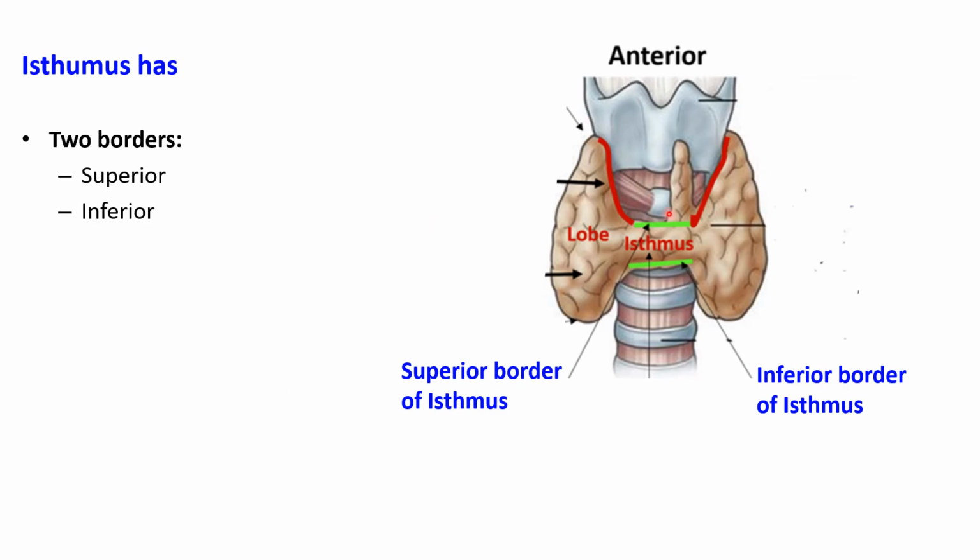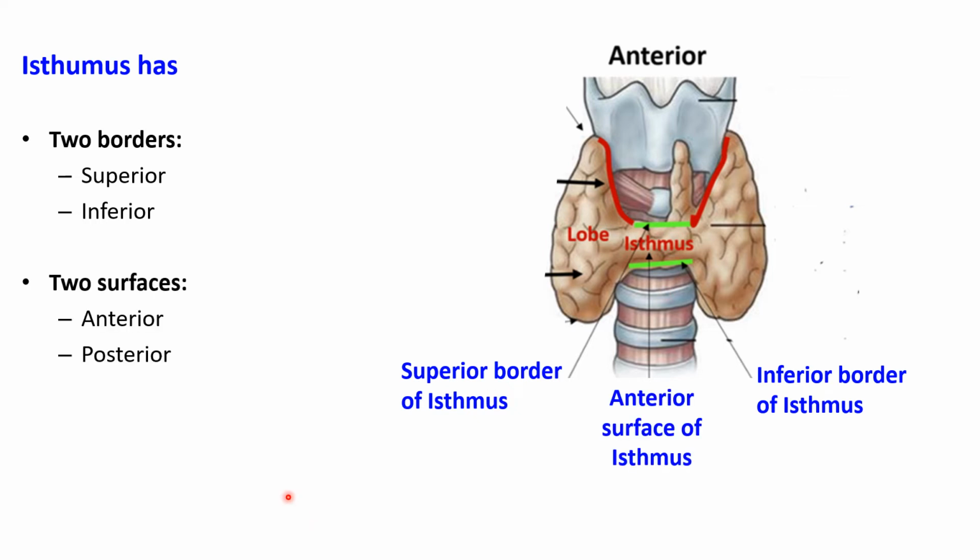Now the isthmus. Let us look at the borders and surfaces of the isthmus. This is the isthmus. It has two borders. Green lines can be seen. This will be the superior border. This will be the inferior border. And the two surfaces would be the surface which is facing front, the anterior surface, and the surface which will come in relation to second, third, fourth tracheal rings, coming in contact with the trachea. That would be the posterior surface. So two surfaces, two borders.